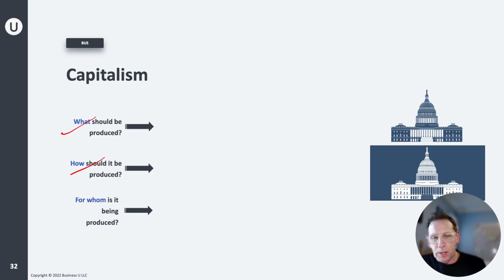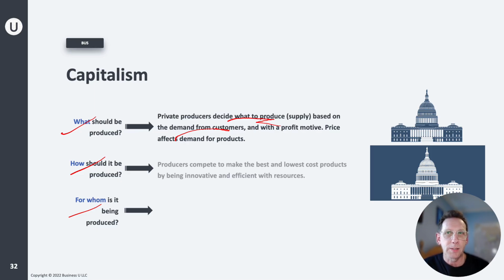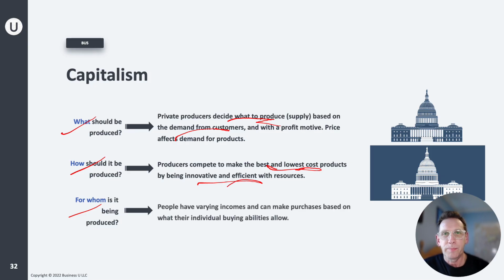Capitalism. Let's look at our three questions: what, how, and for whom. On the what side, private producers decide what to produce, that's the supply, based on the demand from customers and with a profit motive. Price also affects the demand for products. How? Producers compete to make the best and lowest cost products by being innovative and efficient with their resources. And for whom? People have varying incomes and can make purchases based on what their individual buying abilities allow.